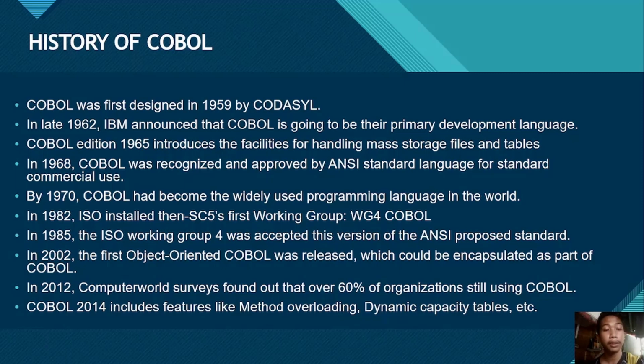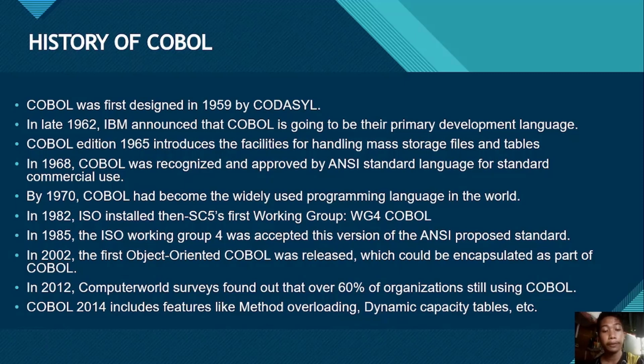In 1968, COBOL was recognized and approved by ANSI as a standard language for commercial use. By 1970, COBOL had become the most widely used programming language in the world. In 1982, ISO, or International Organization for Standardization, installed the SC22's first working group, WG4, for COBOL. In 1985, the ISO Working Group 4 accepted this version of the ANSI proposed standard.